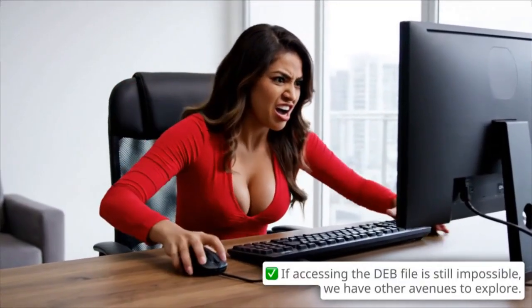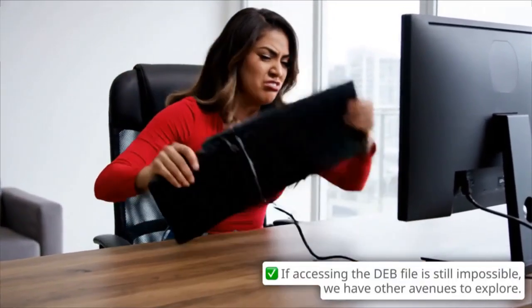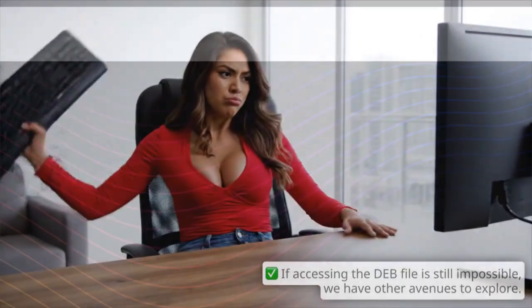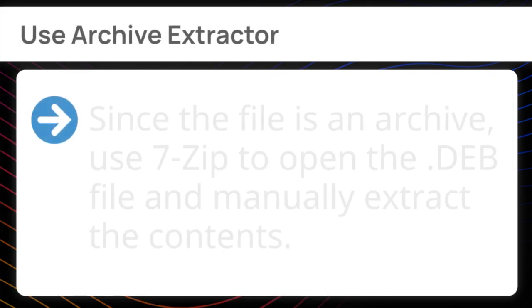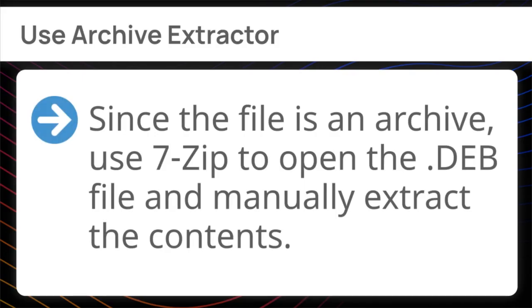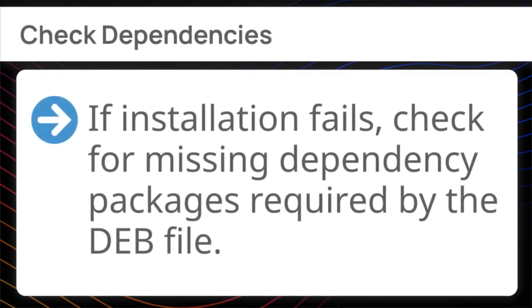Here are the most common technical causes for this DEB error before we apply the universal fix. First, use Debian Utility. If on a Linux system, use the dpkg command line utility to install the package: sudo dpkg -i filename.deb. Next, use an archive extractor. Since the file is an archive, use 7-Zip to open the DEB file and manually extract the contents. Finally, check dependencies. If installation fails, check for missing dependency packages required by the DEB file.